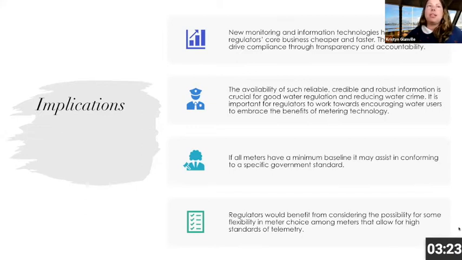Secondly, this technology can also encourage compliance behaviours and reduce water crime because the risks of detection and enforcement are enhanced. However, this will require communication and encouragement between the regulator and regulated users to build support for these changes. Finally, adopting baseline requirements for meters can assist in ensuring the quality of data for governments, although where appropriate flexibility should be in place for the choice of metering.